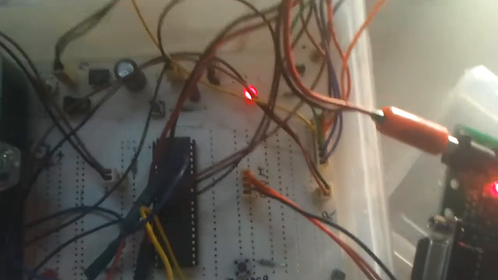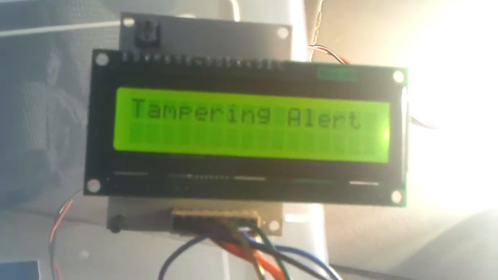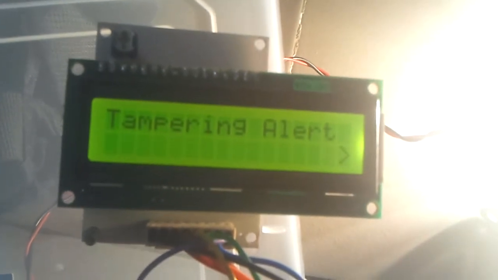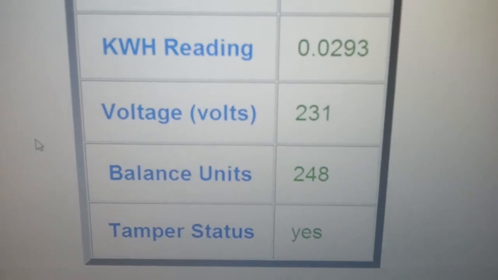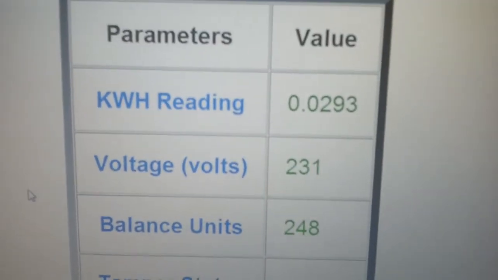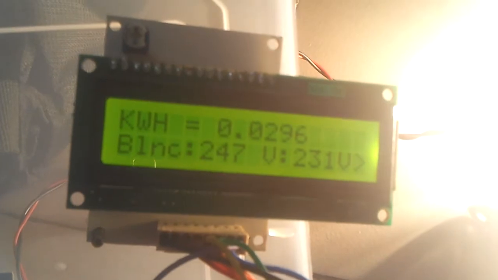Let us check the tamper status alert now. Suppose if I press this button, it shows tamper alert. The same information will be sent to the website. Let us see the website status here. See, the tampering status has become yes. And the live reading is 293 units. The kilowatt hour is increased and the voltage is 247 here.